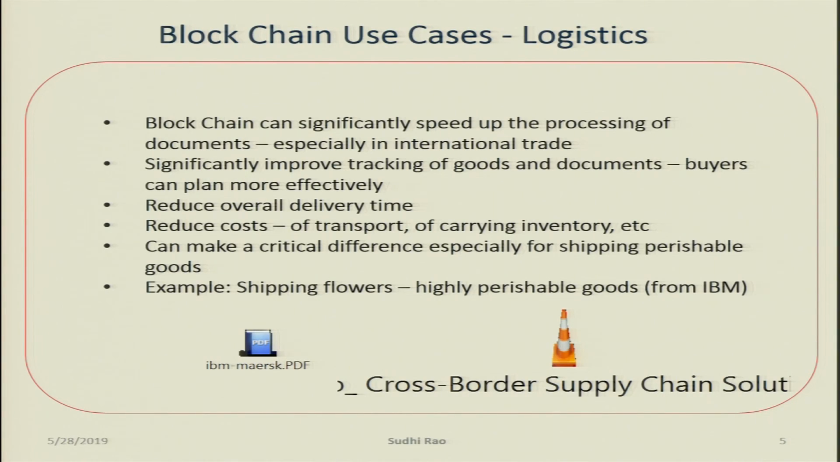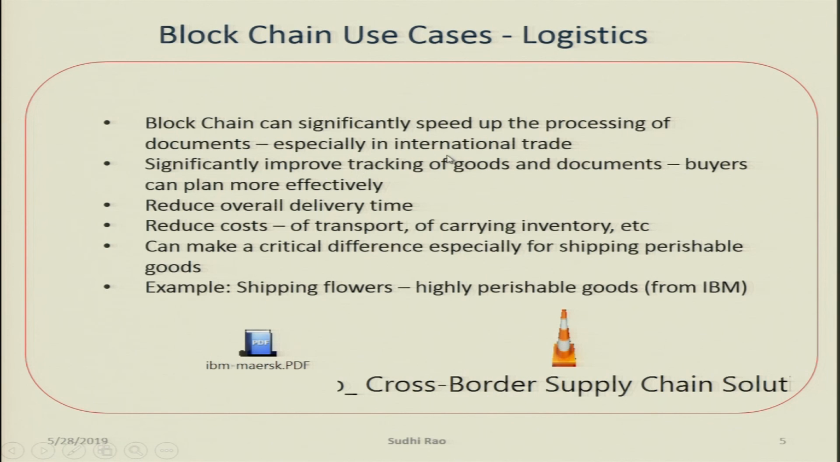And third is tracking. So, blockchain can significantly speed up the processing of documents, especially in international trade. As it happens, the example I gave is an example of international trade, where oftentimes, as I mentioned, documents may take longer to travel than the physical goods. This can be reduced significantly.